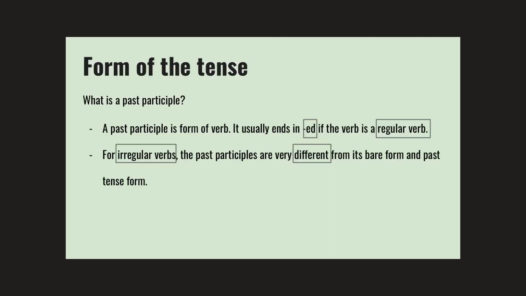So what is a past participle? A past participle is a form of verb. It usually ends in ed if the verb is a regular verb. For irregular verbs, the past participles are very different from the bare form and past tense form. So remember, for regular verbs, the past participle ends in ed, right? For irregular verbs, the past participles are different from the bare form and past tense form. So in the following, we're going to take a look at some examples.